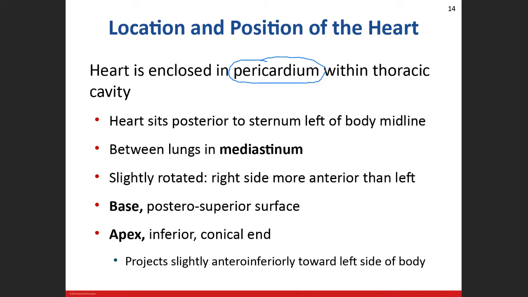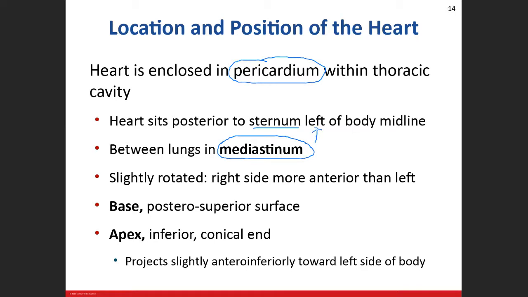So the space that it sits in inside of the thoracic cavity is called the mediastinum. And some of you may have forgotten what the mediastinum is. The mediastinum sits directly in the center of your thorax, in the thoracic cavity. It's a space, it's a compartment, okay? And so this is where the heart sits. So keep in mind, it sits behind your sternum there, but more to the left.